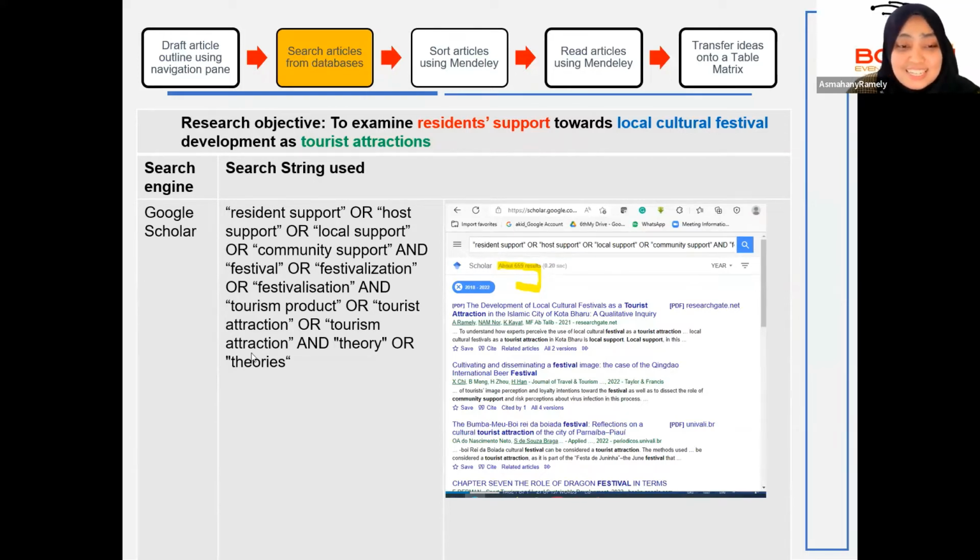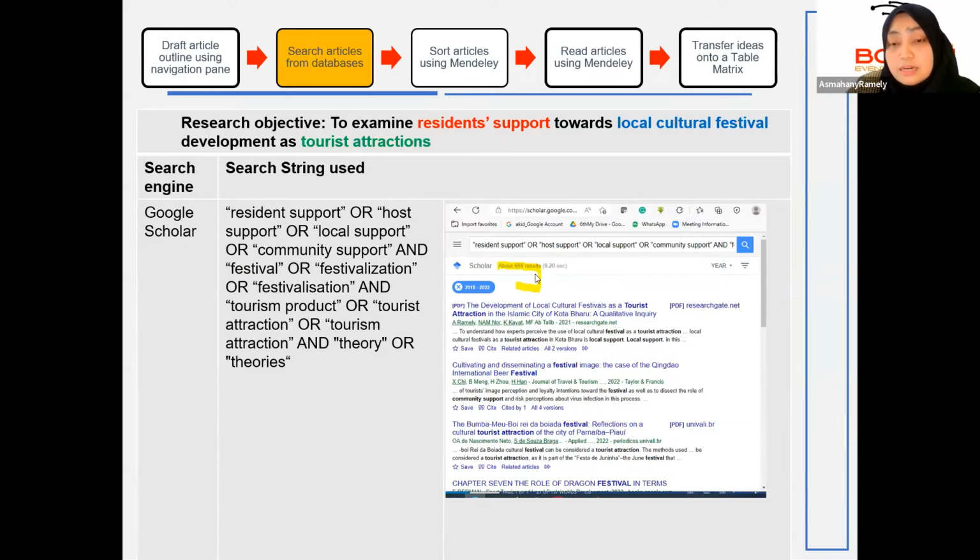Based on the search, you have to download all of these articles and put them in Mendeley. Why Mendeley? Because Mendeley is a superb software tool that can help us to read the articles. If you don't want to search in Google Scholar, you can go to Science Direct, or any other database.